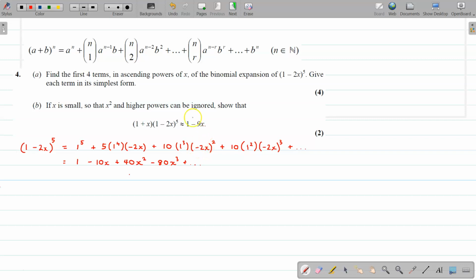And you have to give each term in simplest form, which we've done. If x is small, so that x squared and higher powers of x can be ignored, show that this statement here is true. Right, so what we need to do here is basically whenever we see an x squared or higher power, we just ignore it. Okay, we can treat it as very small, and by small it means close to 0.